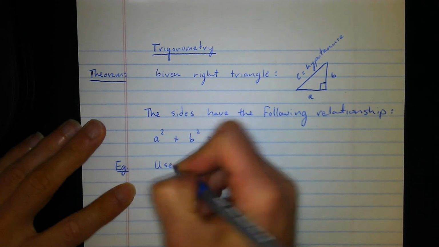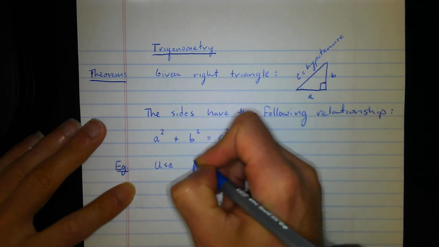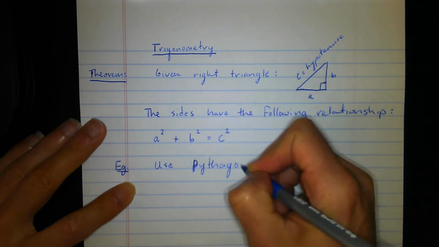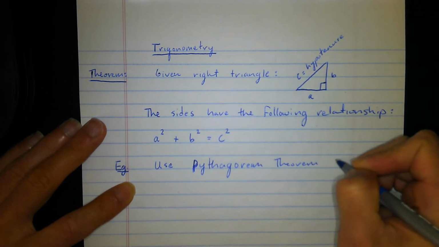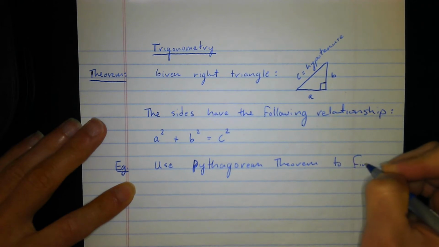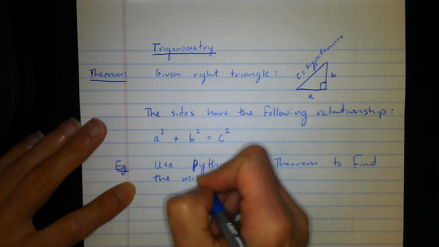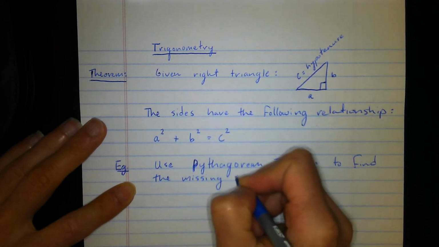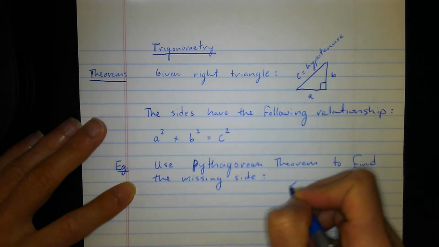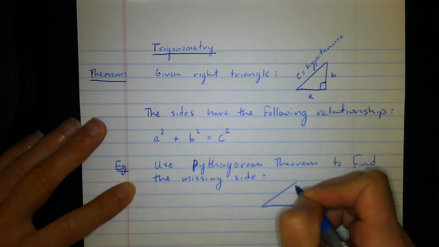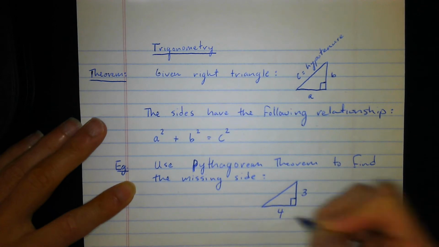Let's use Pythagorean theorem. Should probably capitalize that. To find the missing side. Right, so perhaps I give you this triangle, and I tell you this side equals 3 and this side equals 4.